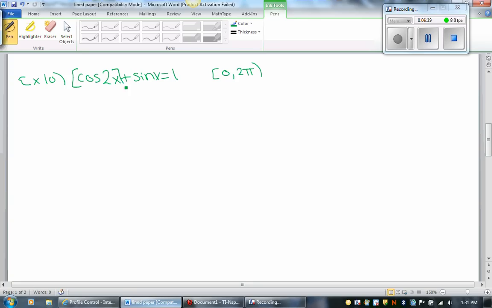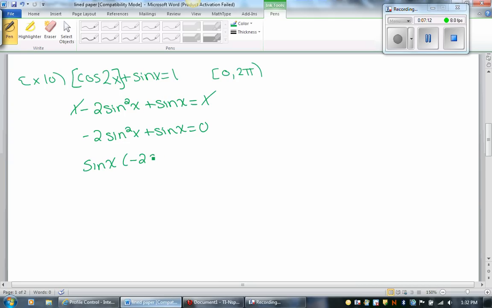So cosine 2x is the identity 1 minus 2 sine squared x. And we have to add on our plus sine x equals 1. What winds up happening is I have a 1 on this side, 1 on this side. Negative 2 sine squared x plus sine x equals 0. And notice we don't have a double angle anymore, so we can keep our interval. We can pull out a GCF, and then use the zero product rule.